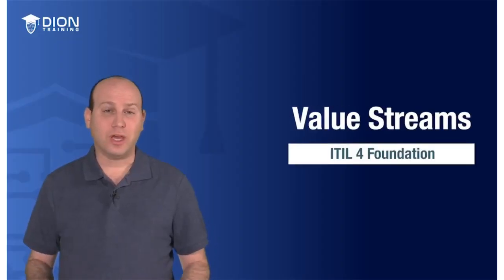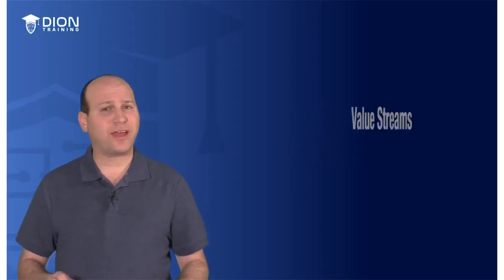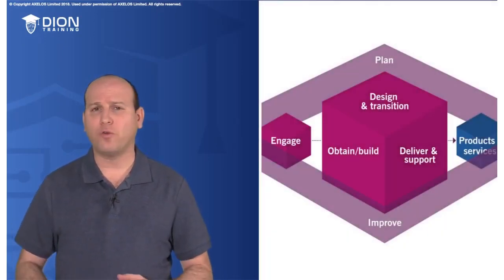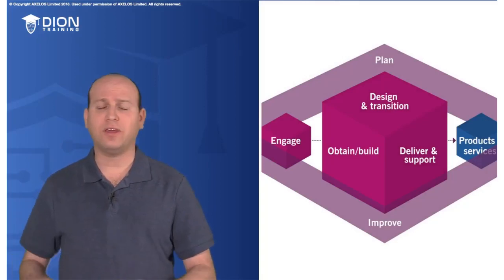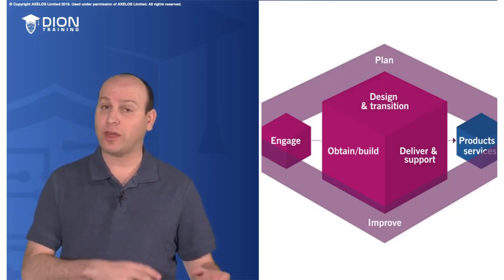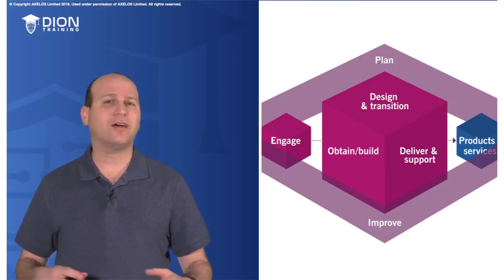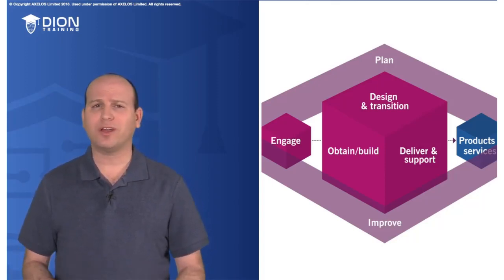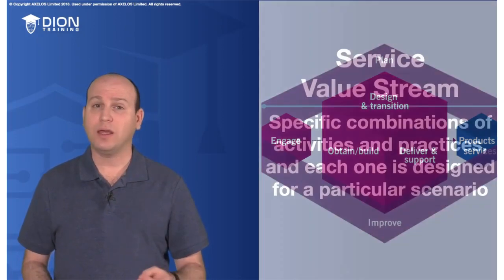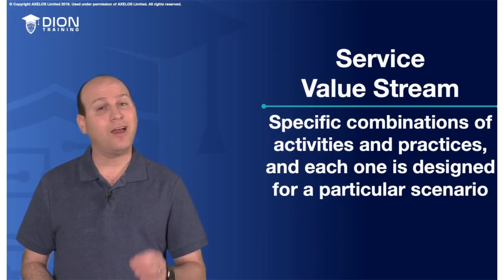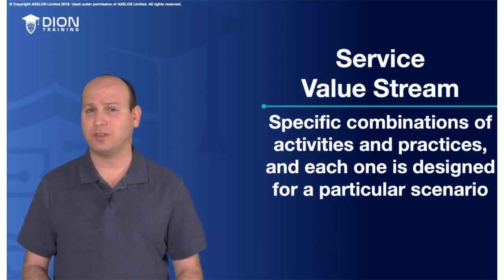Value streams. So we've talked a lot about the different activities inside the service value chain. And you saw where there was a lot of overlap and coordination where one activity fed into another. And then that took that input and created another output that went to a different value chain activity. So there's a lot of interconnections here. Whenever we're trying to carry out a certain task or respond to a particular situation, we create what's known as a service value stream. This service value stream is a specific combination of activities and practices, and each one is designed for a particular scenario.